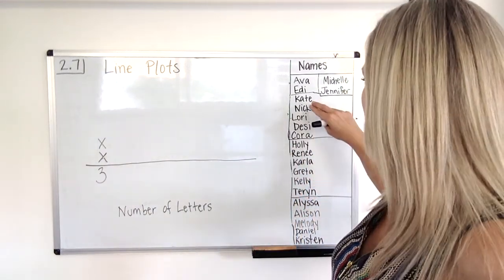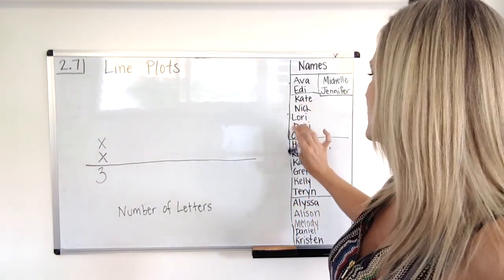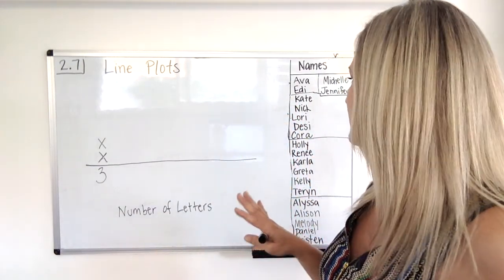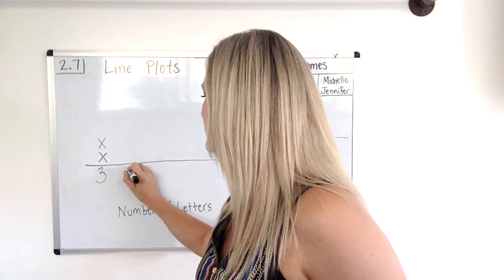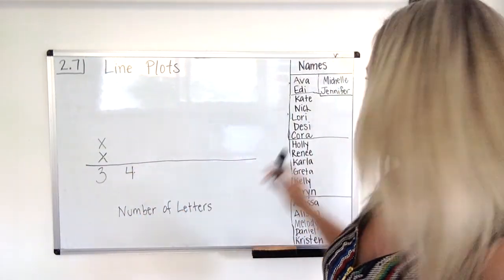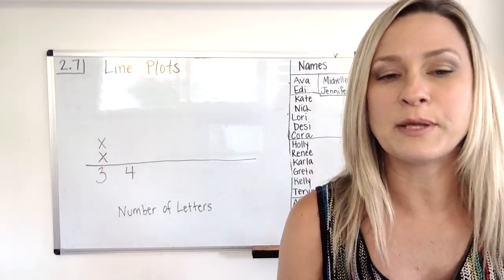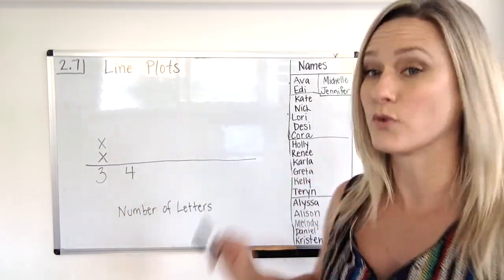All right, so now I'm going to move on to the people who have 4 letters in their names. Okay, so we've got Kate, Nick, Lori, Desi, Cora. They all have 4 letters in their name. So I'm going to put a 4 right here. And how many people was that? 1, 2, 3, 4, 5. Okay, 5 people have the 4 letters.